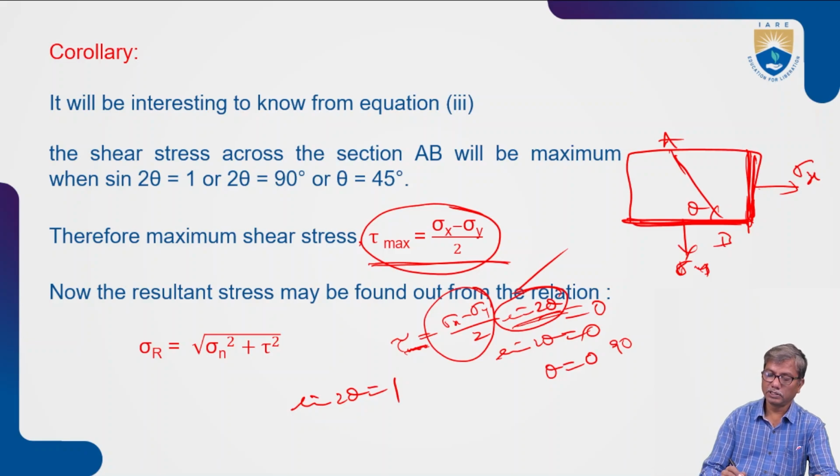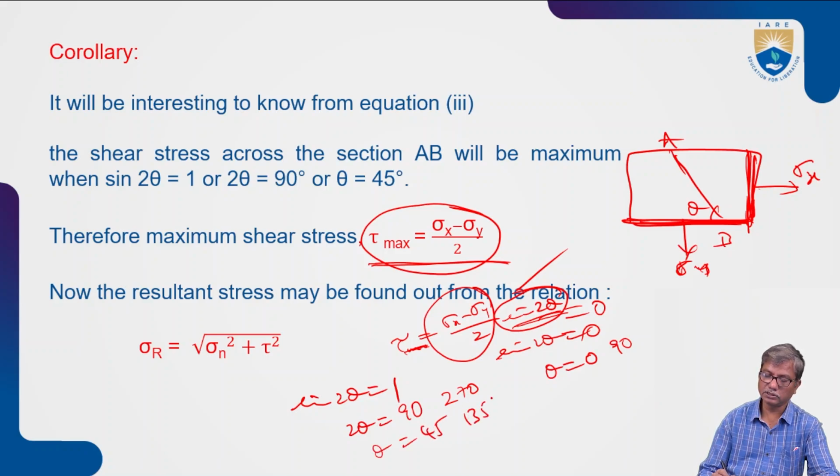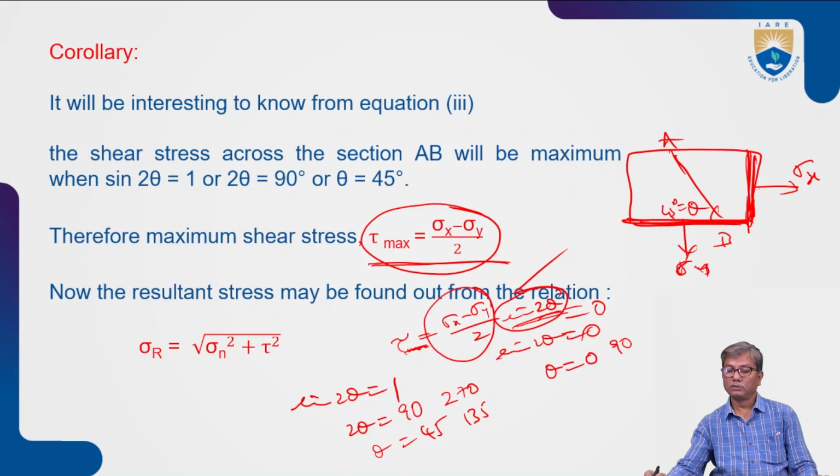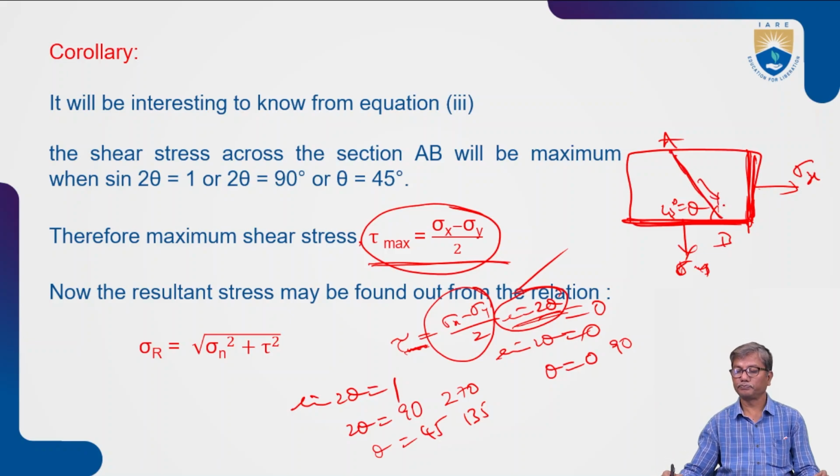Okay. And what is theta? 2 theta is sine inverse of 1, that is 90 or 270. Okay. So theta will be 45 degrees or 135 degrees, like that. Okay. So when theta is 45 degrees, you will have maximum shear stress on the plane AB. Okay. Understand?